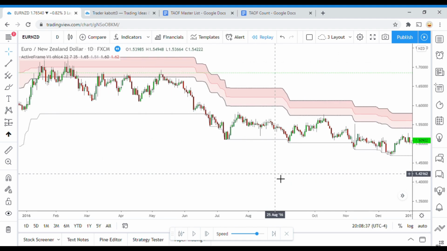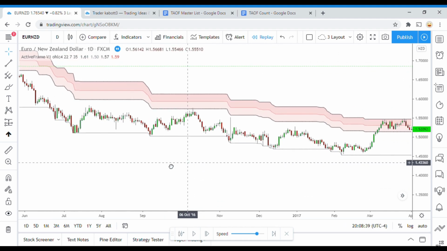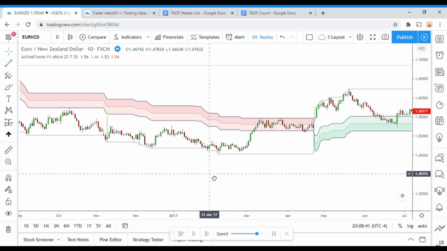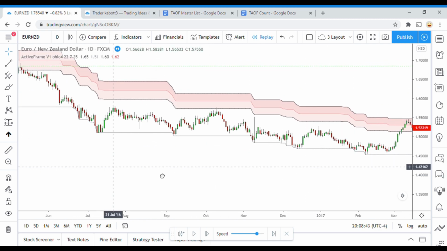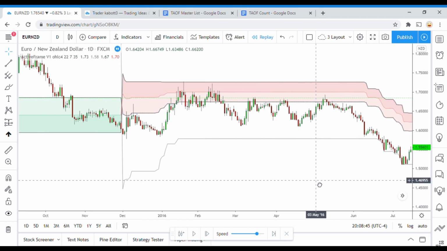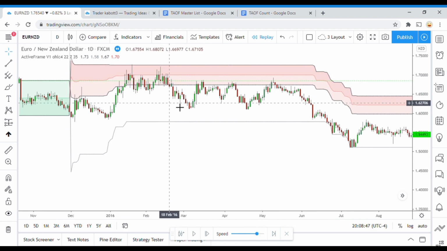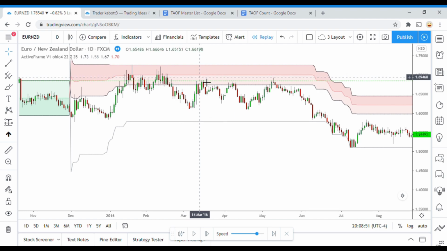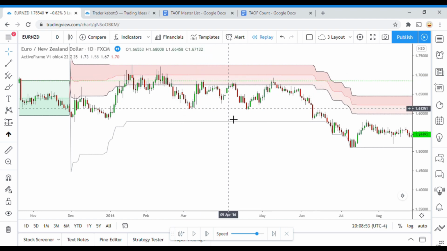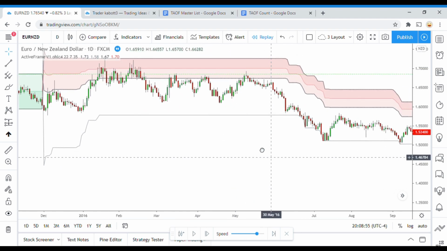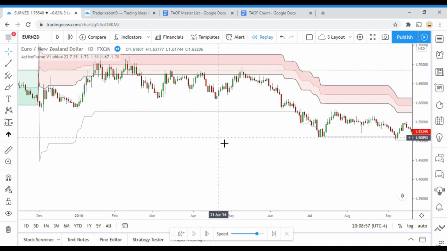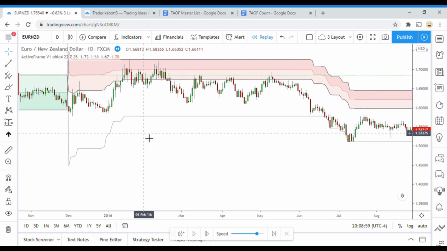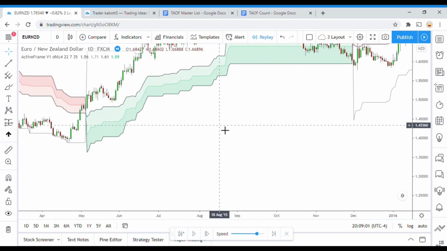And it's interesting, if you scroll back, you'll see that it does seem to have these moments where it pulls up into this red zone, and as it breaks back out, it boom boom boom has a pullback. Same thing right here, same thing right here, same thing right here.